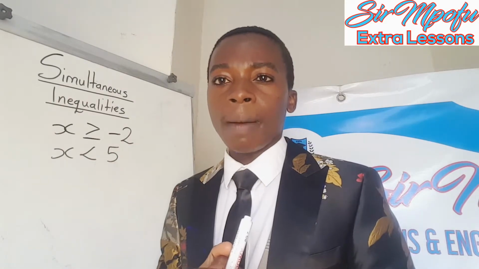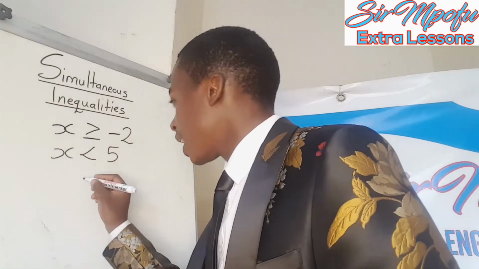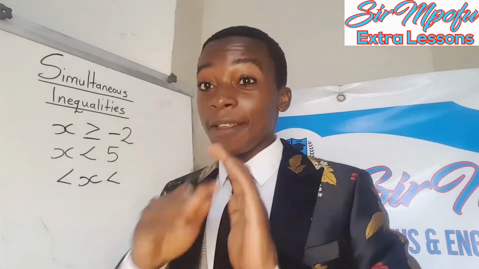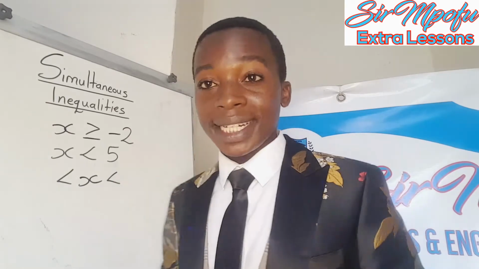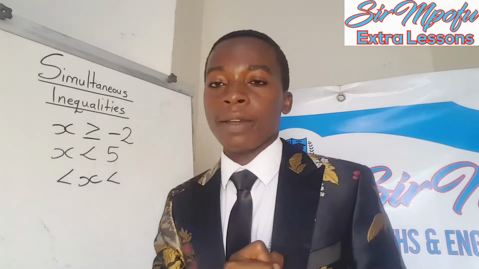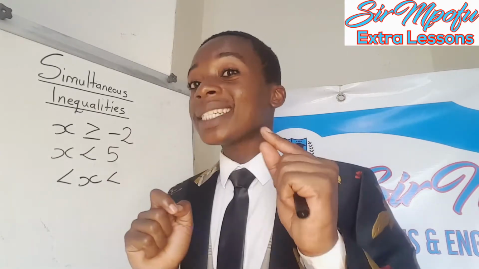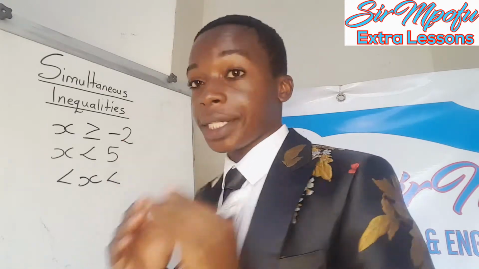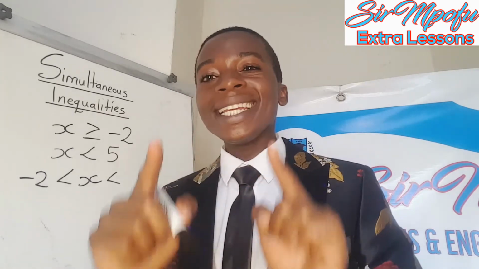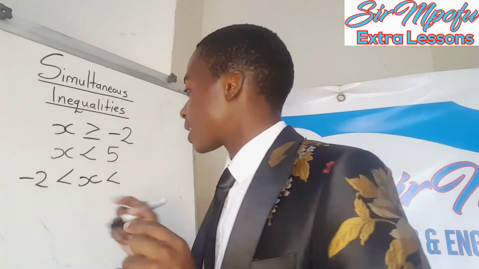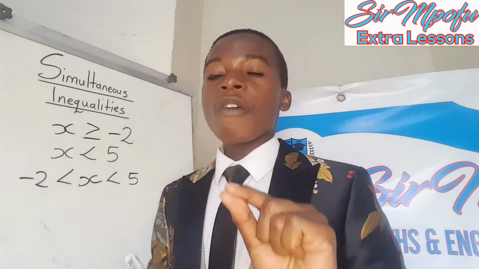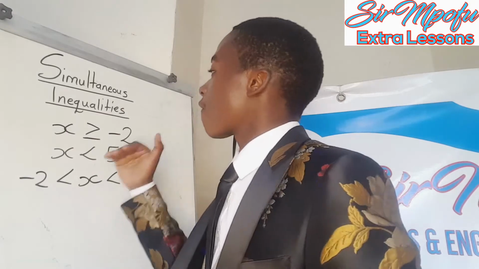How do we represent them on a number line now? It's very simple. The first thing, write your x here and you put these signs like this, right? That is the first step. If we have two simultaneous inequalities, then you are going to check which one is less than x. That's negative 2. But don't forget, let us do it step by step. It's negative 2, right? Then you check which one is greater than x. That's 5, like this.